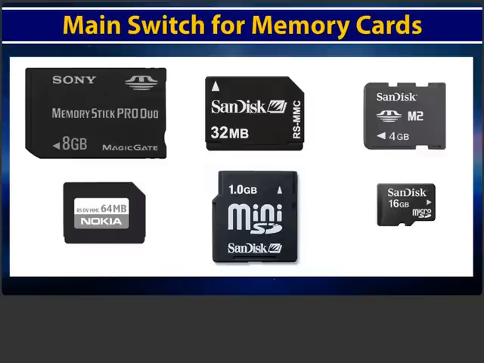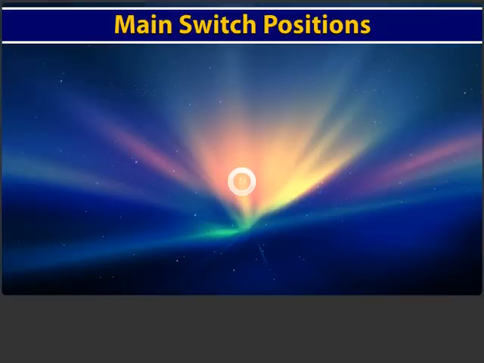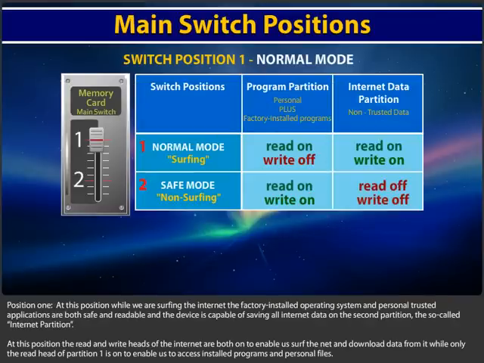Manufacturers may also produce a storage device for mobile phones in which the main switch may assume only 2 positions. So how will a main switch which can assume only 2 positions impact the reading and writing processes of the mobile phone as we shift the main switch from the normal mode position to the safe mode position? At the normal mode position, we can surf the net, and yet all factory-installed operating systems and applications, as well as our personal trusted data and applications, are safe and readable.